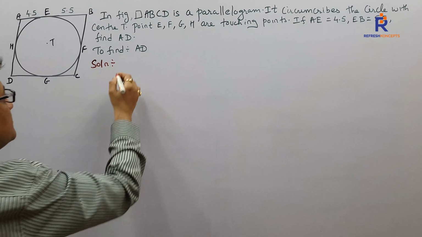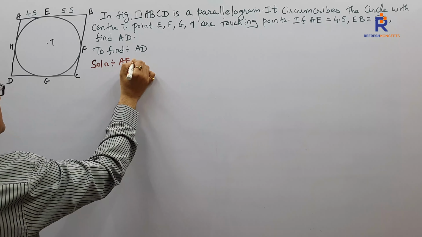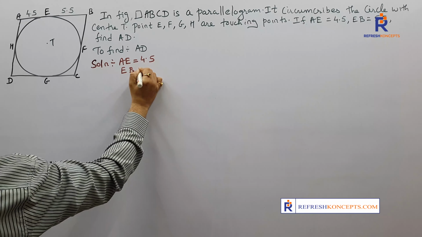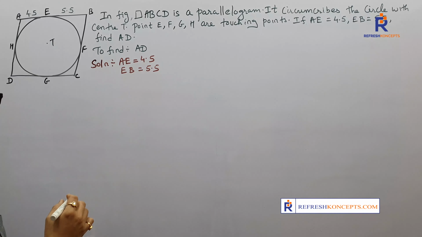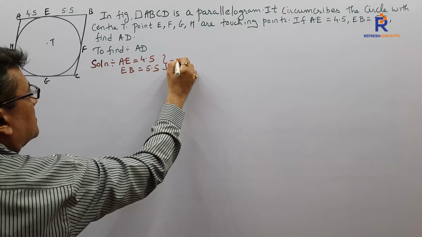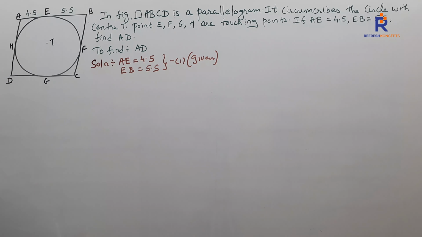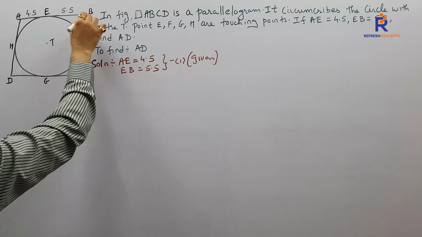What is AE? AE is 4.5. How much is EB? EB is 5.5. These are given to me. I shall write down given. What next? What is AB then?